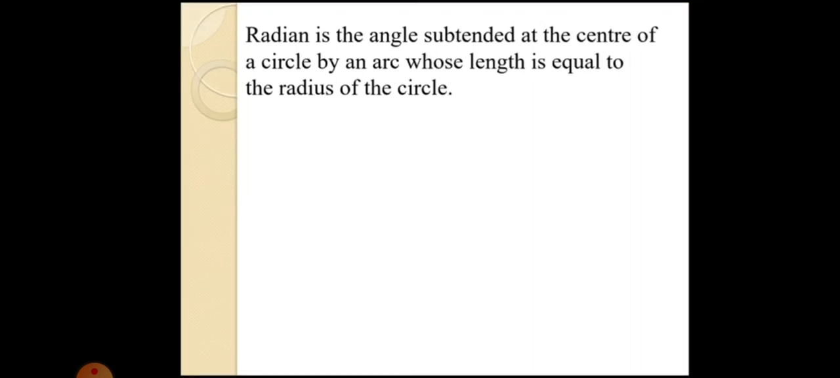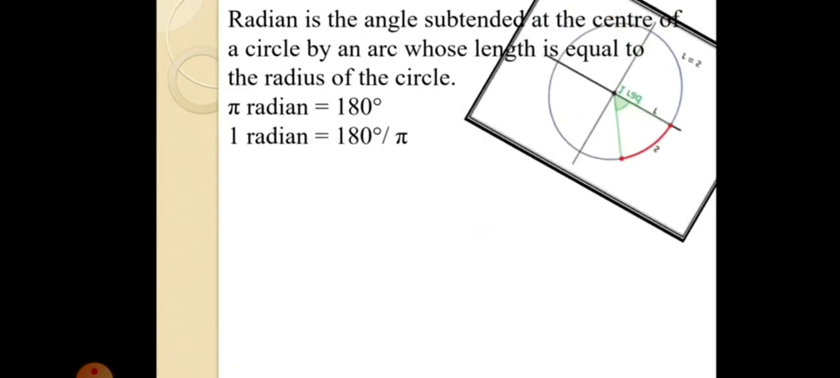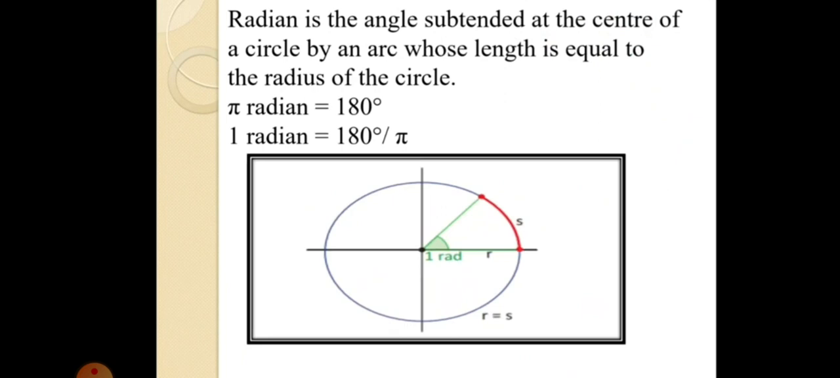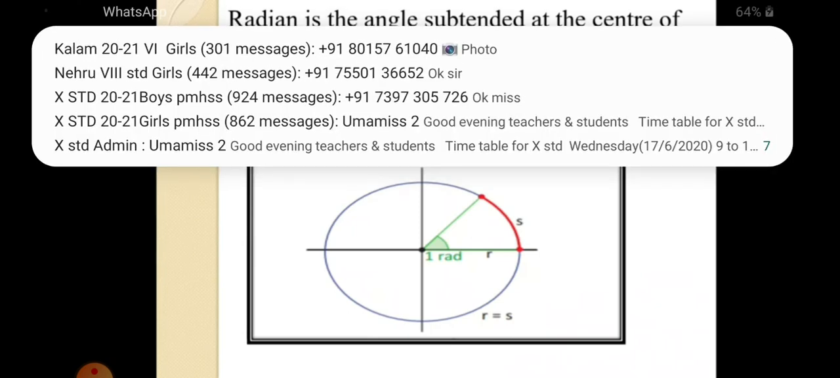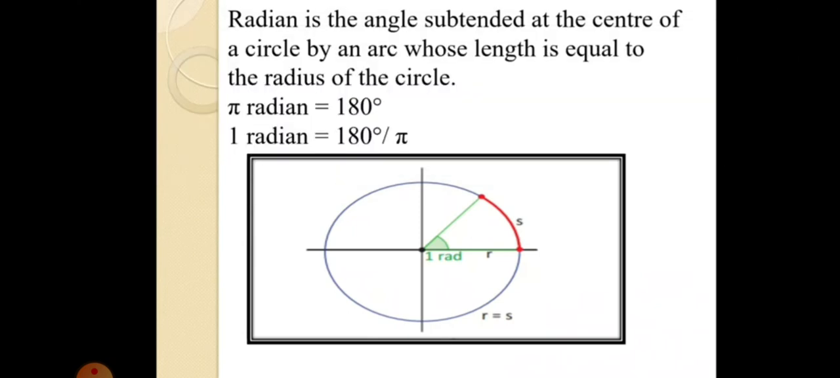Radian is the angle subtended at the center of a circle by an arc whose length is equal to the radius of the circle. Pi radian is equal to 180 degree. So 1 radian is equal to 180 degree divided by pi. Radian is the angle subtended at the center of a circle by an arc whose length is equal to the radius of the circle.